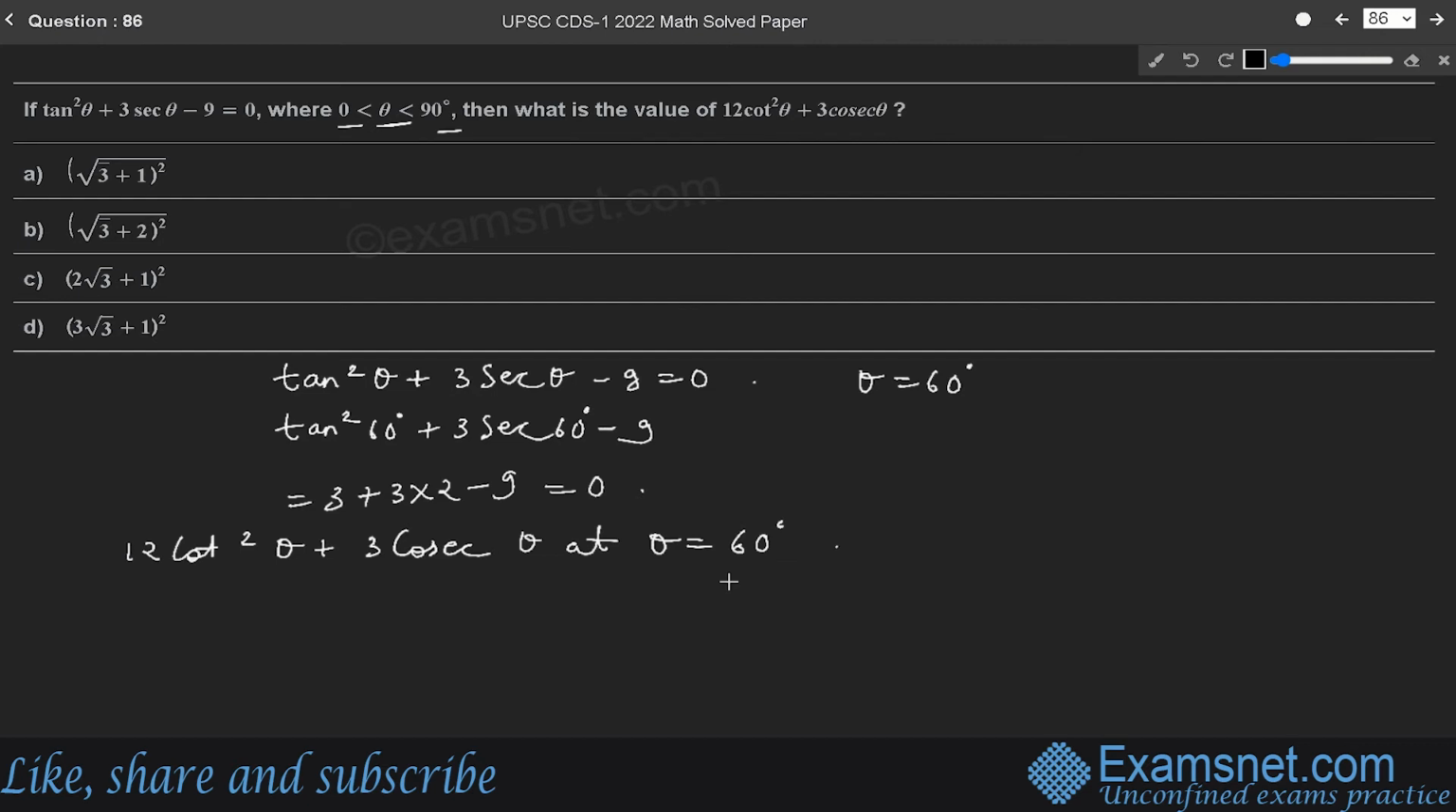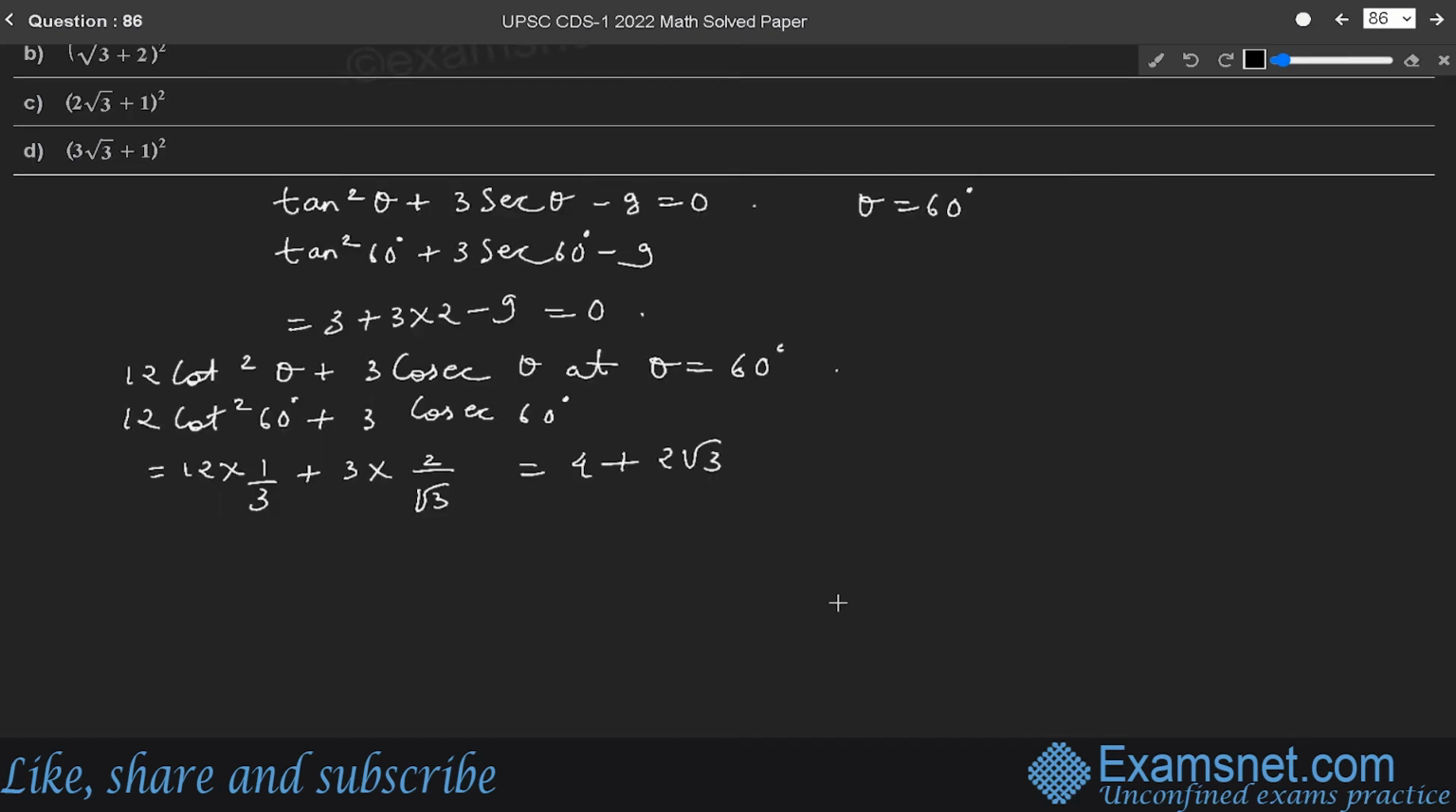See, theta is 60 degree because we have to apply the trick here. We have to find on which angle sec theta is rational. So sec 60 is a rational number. Now putting theta here, we will get 12 cot square 60 degree plus 3 cosec 60 degree. It will be equal to 12 into 1 by 3 plus 3 into 2 by root 3, which gives 4 plus 2 root 3.